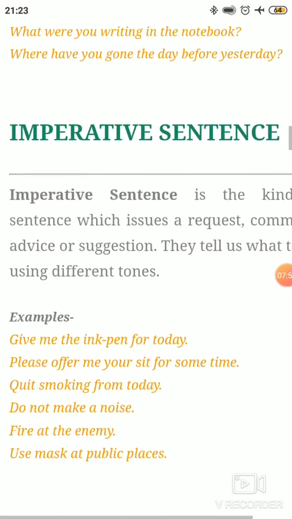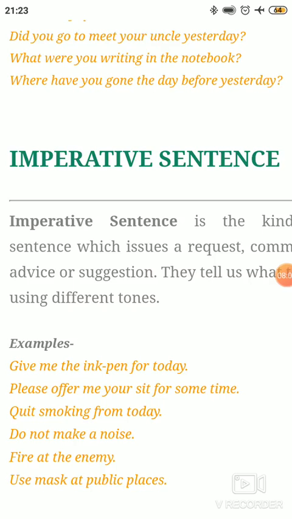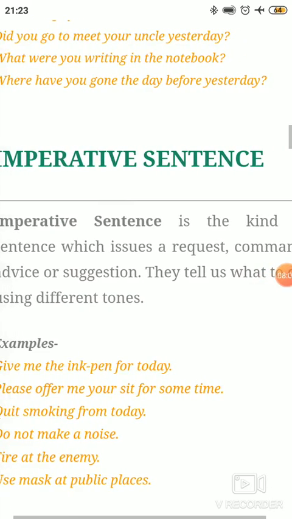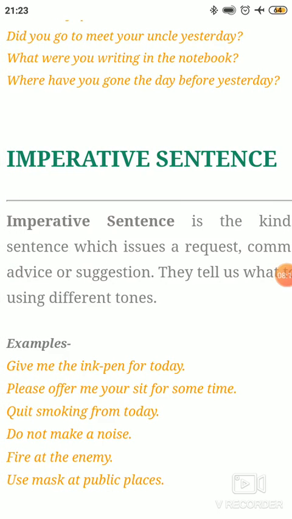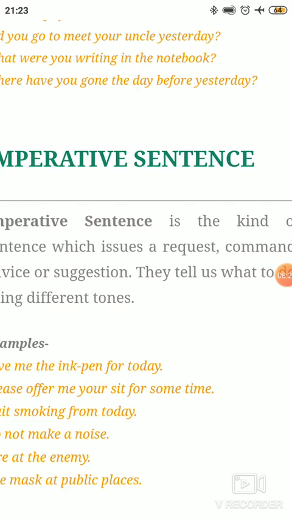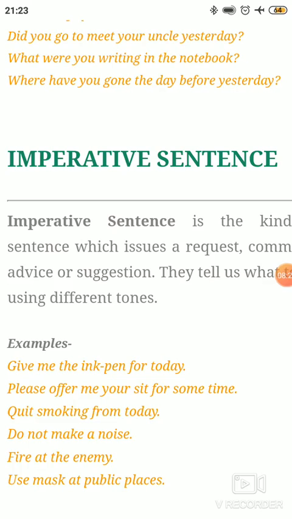Imperative sentence. Now what is imperative sentence? Let's have a look. Imperative sentence is the kind of sentence which issues a request, command, advice or suggestion. They tell us what to do using different tones. It expresses various tones, children, like are you requesting the person or you're commanding the person? Are you delivering your advices to somebody or you are giving the suggestion to someone? So it gives you the various mode of requesting or being suggestive in tone or being advisory in your tone. We call it imperative sentences.